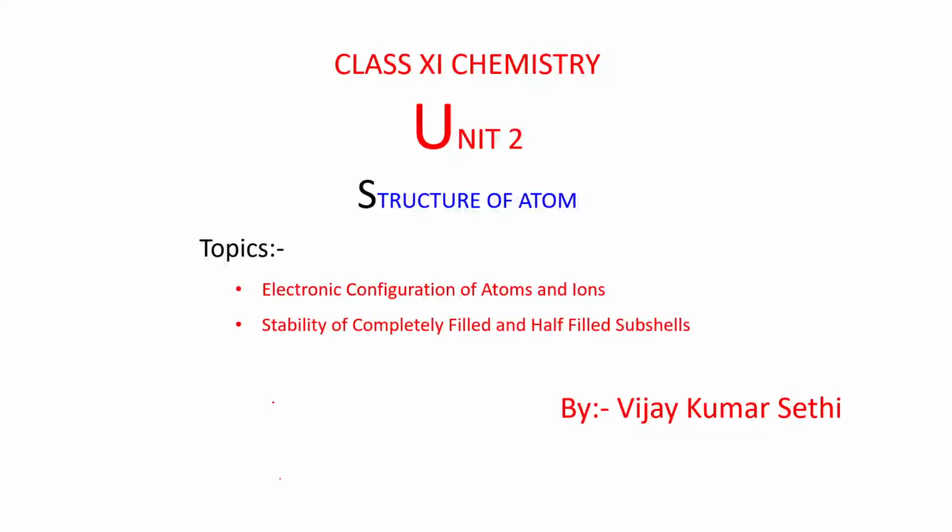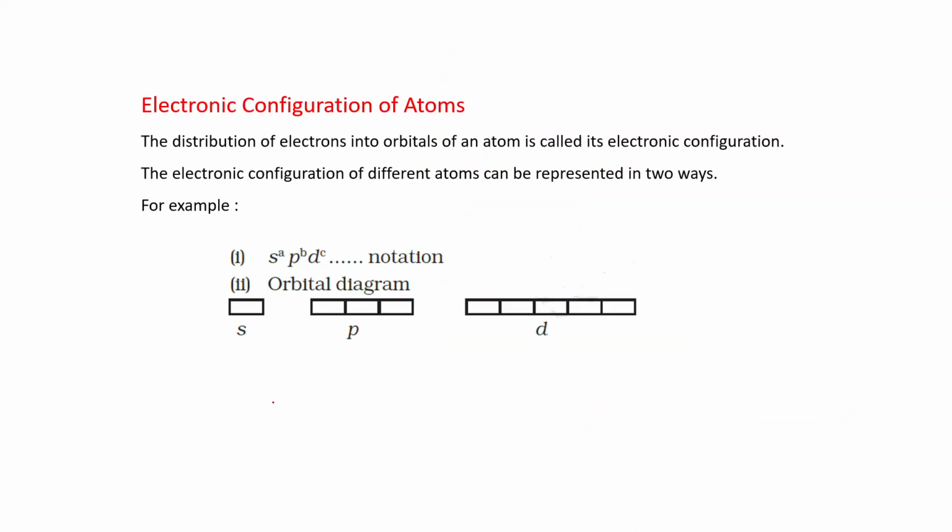Class 11th Chemistry. We were discussing Unit 2, Structure of Atom, and in this video we will discuss the electronic configuration of atoms and ions and the stability of completely filled and half-filled subshells. First, what is the meaning of electronic configuration of atoms? The distribution of electrons into orbitals of an atom is called its electronic configuration.